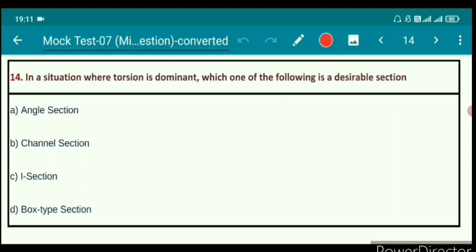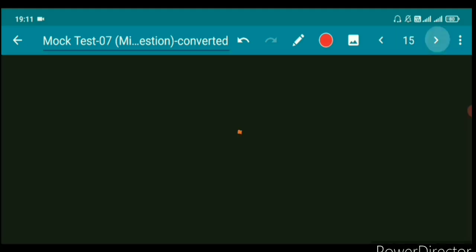Question number 14. In a situation where torsion is dominant, which one of the following is a desirable section? Option A angle section, option B channel section, option C I section, option D box type section. Right answer is option D box type section.